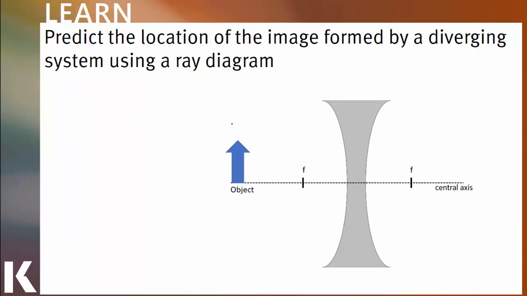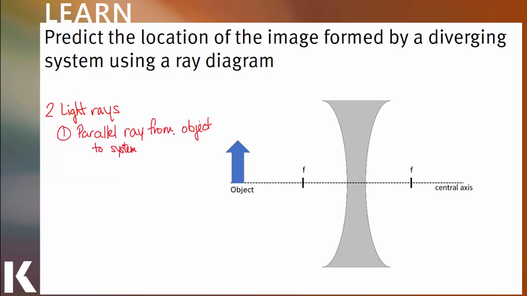So we'll be drawing our first ray diagram of a diverging system on a diverging lens. And the rules I want to give to you are as follows. We're going to be drawing 2 light rays. The first light ray will be parallel from the object to the system, and the second ray of light will be one from the object to the center of the system. And these rules can be used for both diverging systems and converging systems as well.